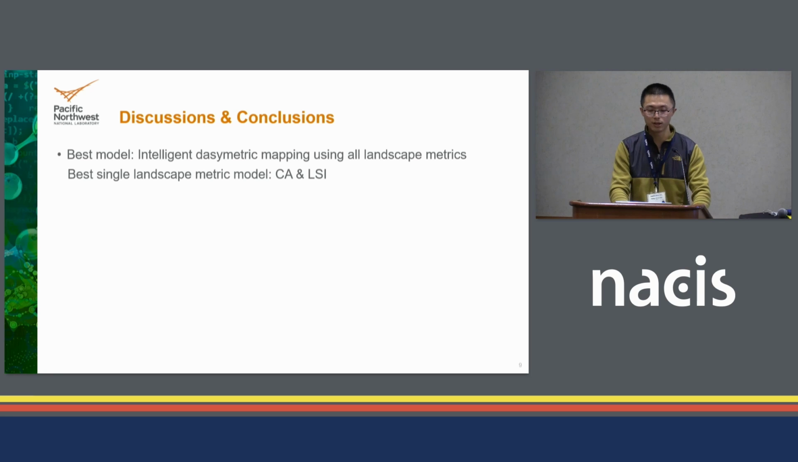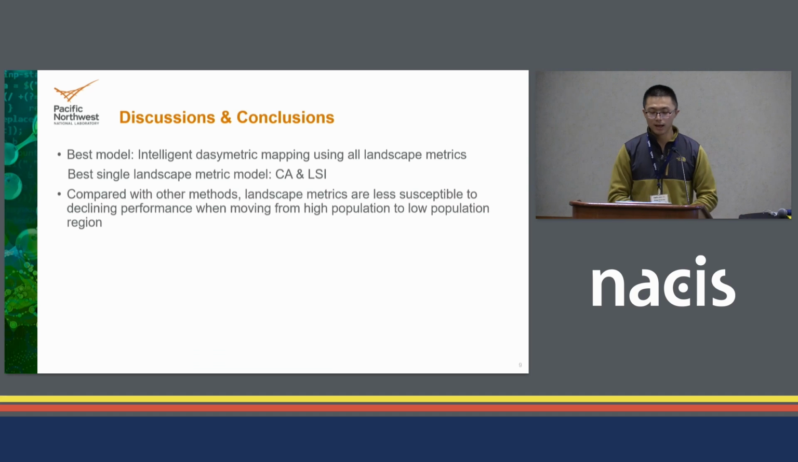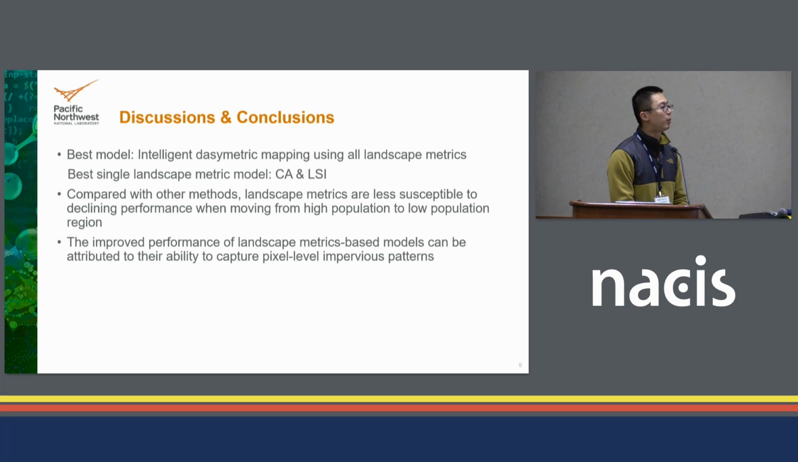And for the conclusion and discussion, we found that the best performing model is the intelligent Dasymetric mapping model using all the landscape metrics. And the best single landscape metric model uses the class area and the landscape shape index. Compared with the other methods, landscape metrics are less susceptible to the decline in performance when moving from high population density to low population density regions. It's not like other ancillary dataset methods. The improved performance of the landscape metric-based models can be attributed to the ability to capture pixel-level impervious patterns.